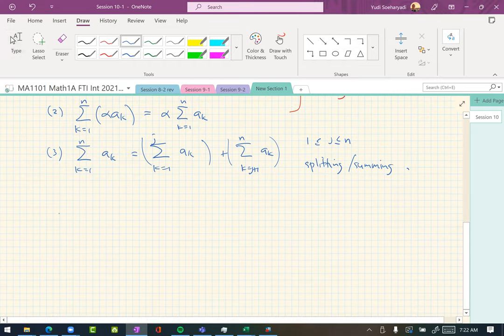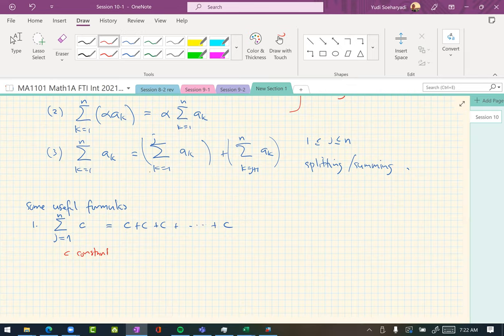All right, and there are some useful formulas. First, what if you're adding a constant C? The sum is C plus C plus C, and so on. How many times? From 1 to n, so it is n times. This is just n times C.